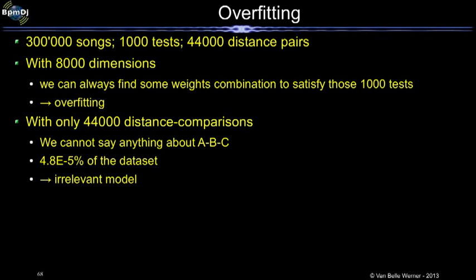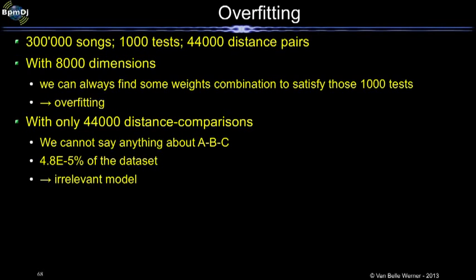A second problem was that the 44,000 distance comparisons which we had only applied to tests which we actually did. Only if we presented a user with a distance comparison between A, B and C, would we be able to use those tracks to tune weights. 44,000 distance comparisons is about 0.000000048 of all potential distance comparisons, making it not only an overfitted model, but also a completely irrelevant one.